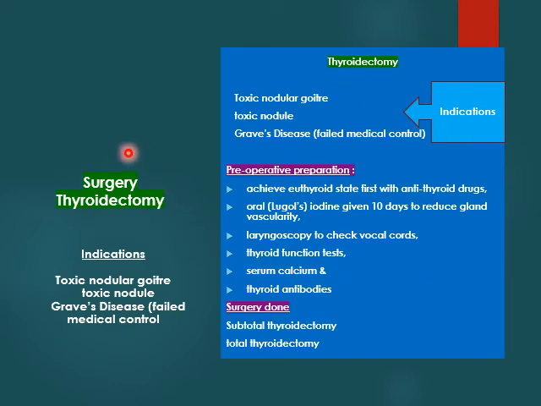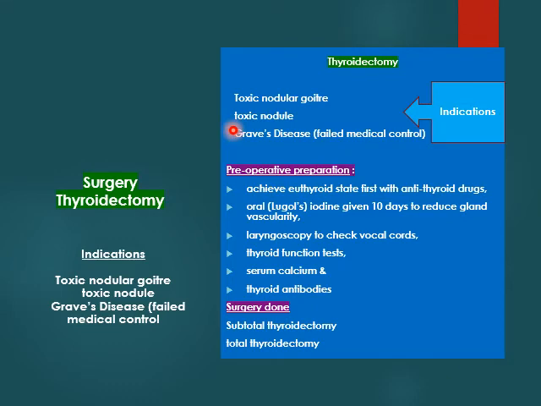Then, surgery for thyrotoxicosis is thyroidectomy. Okay. Now, the indications for thyroidectomy: toxic nodular goiter, toxic nodule, and Graves' disease, which has failed medical treatment.